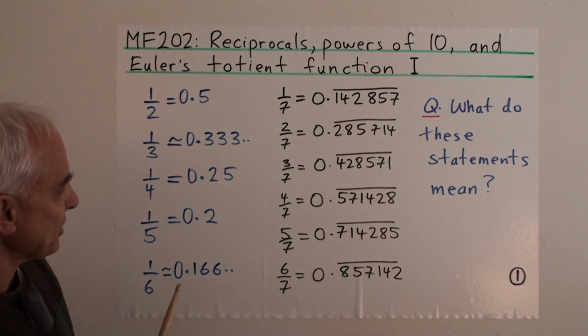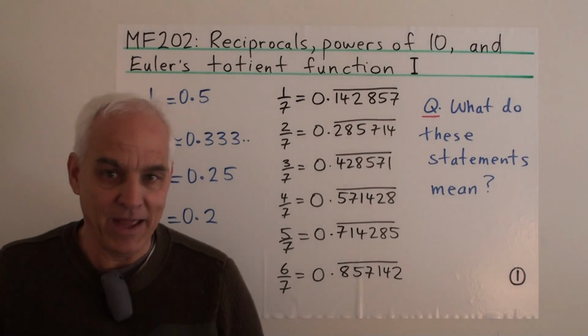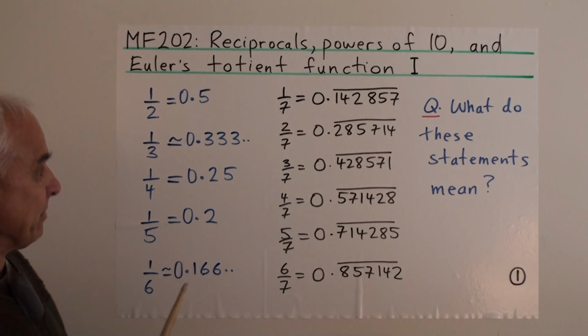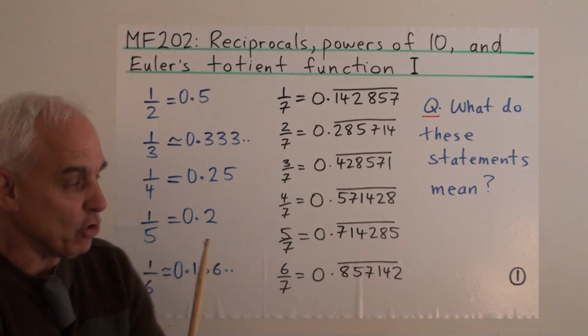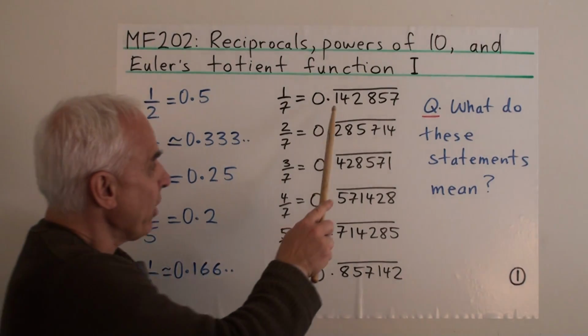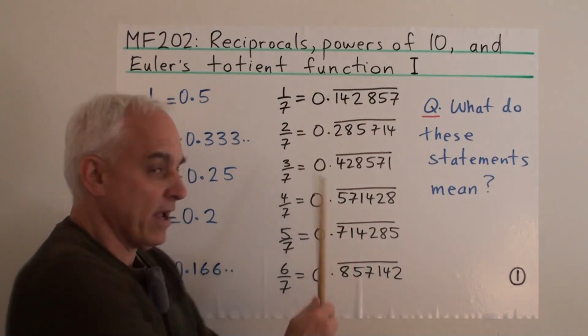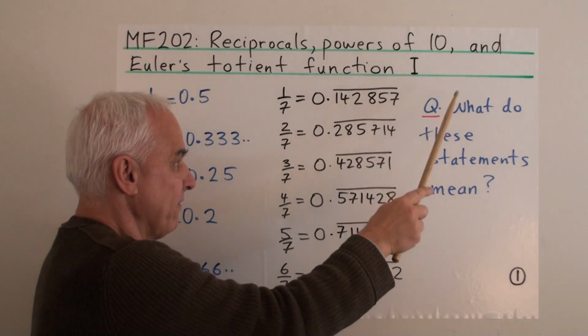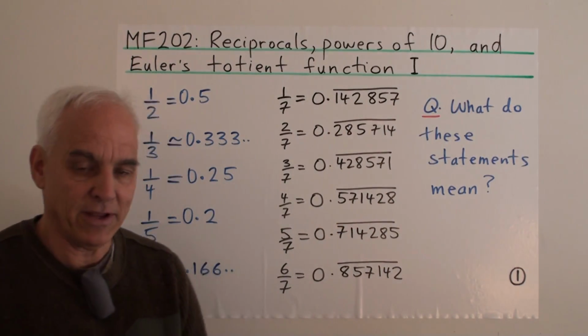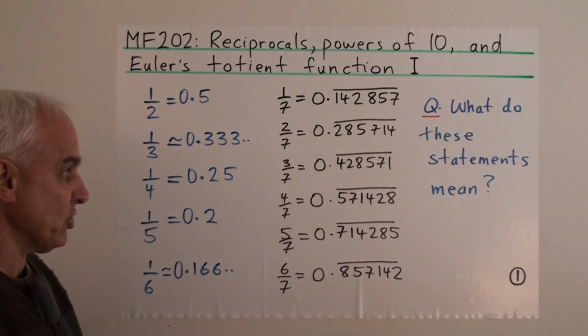Now the more interesting thing happens once we get up to 7. At that point we see something a little bit more curious. 1/7 is this famous looping sequence, 0.142857, and then it repeats: 0.142857, 142857, 142857, as far as we're able to generate.